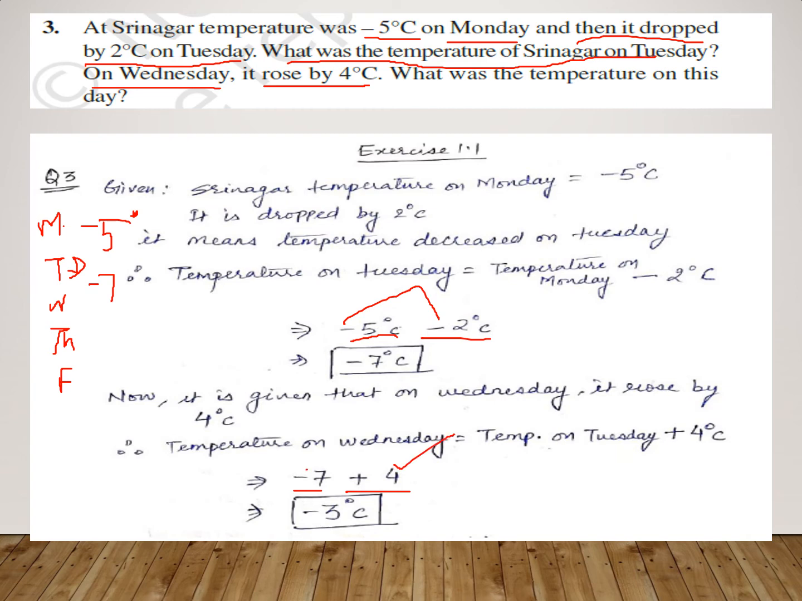So now we have different signs, plus and minus. We know the rule. We have to subtract. That is 7 minus 4 is 3. And now we will see which number is larger. The larger is 7 and 7 has a sign of negative. So the answer is also negative. That is why the answer becomes minus 3 degrees Celsius.